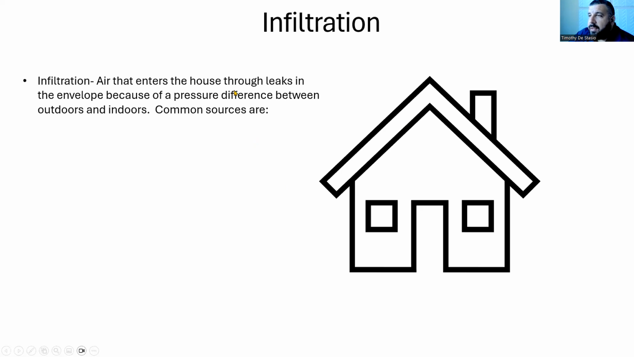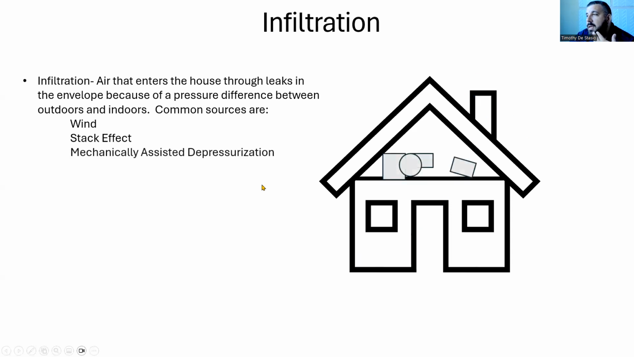Infiltration, that is the air that enters a house through leaks in the envelope because of a pressure difference between outdoors and indoors. So common sources are things like wind. When the wind blows really, really hard and your house is leaky, the wind blows right through your house and it carries heat with it. Stack effect, especially in multi-story buildings, has a chimney effect where heat rises in the winter. So you just have this natural pull. In the summer, it's reversed. Heat actually comes in through the attic naturally.